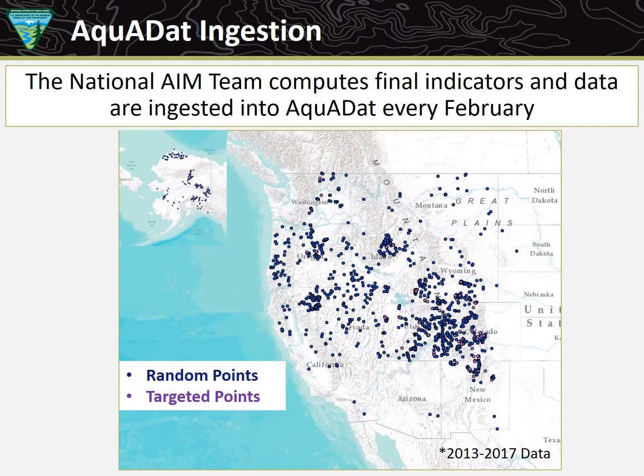Finally, the National AIM team computes final indicators and data are ingested into Aquatic every February, with the exception of macroinvertebrate data, which are ingested into Aquatic in August of the following year.